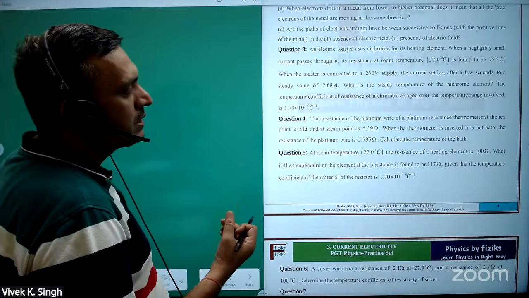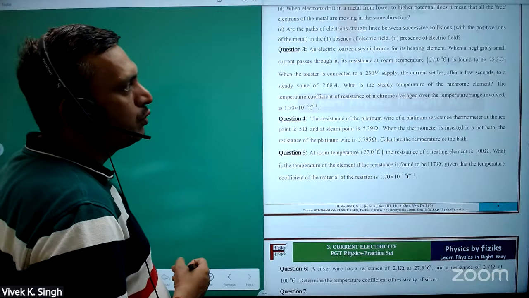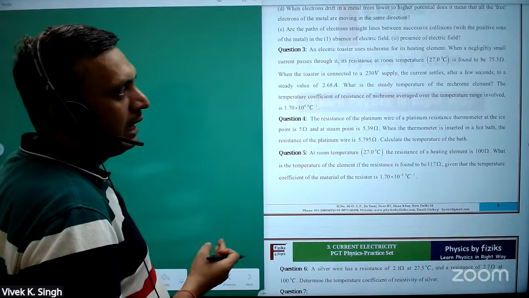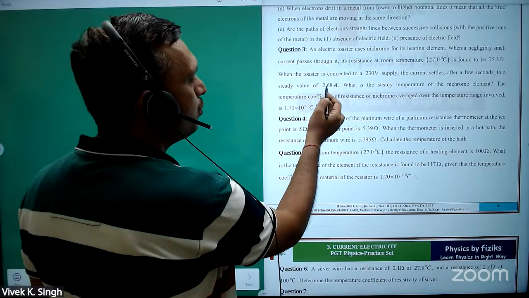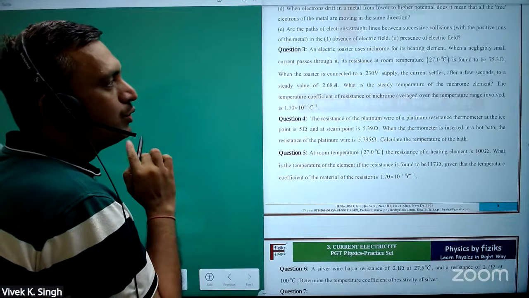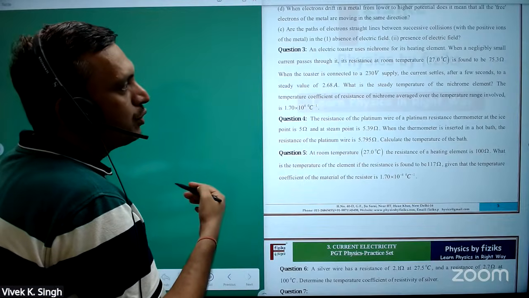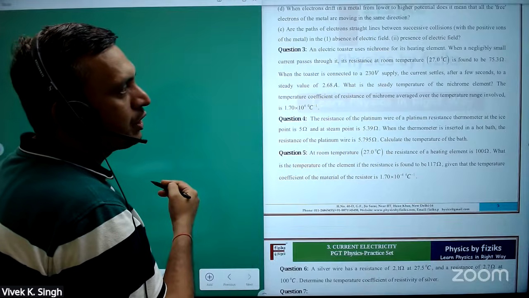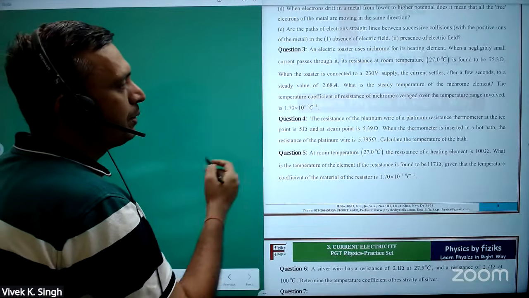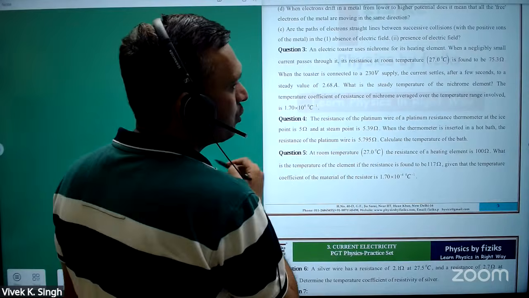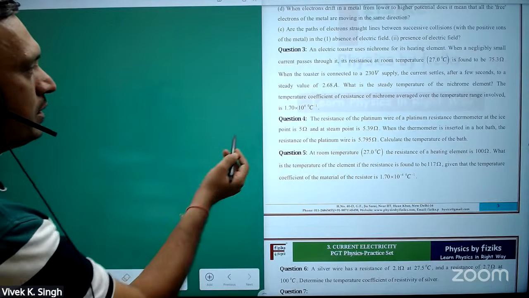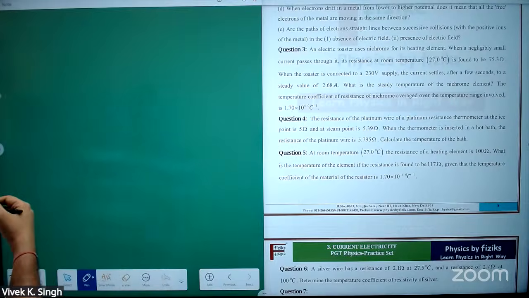But when the toaster is connected to a 230 volt supply, the current will be very high, and its average value will be 2.68 ampere. So there will be heating. What is the steady state temperature of the nichrome element? The temperature coefficient of resistance of nichrome averaged over the temperature range involved is given. So this is the temperature coefficient. Let's calculate the value.